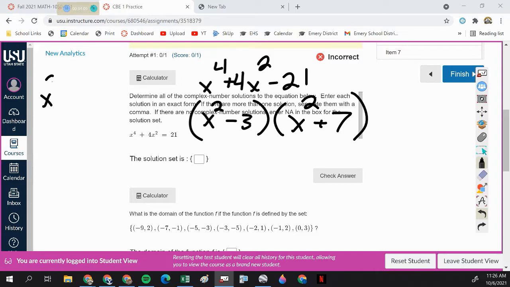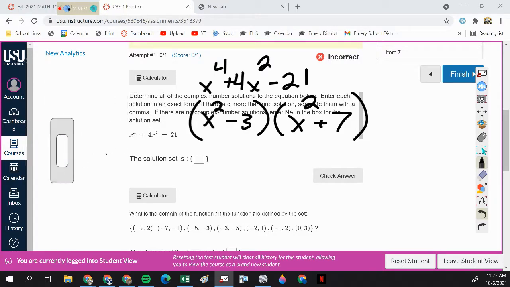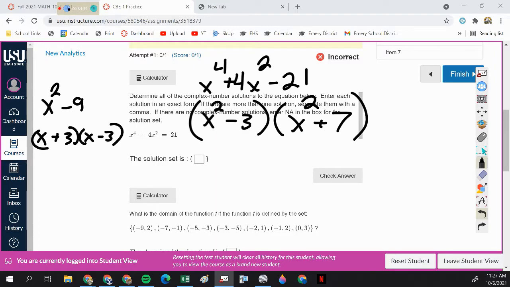So if it was x squared plus 4x minus 21, we would say x plus 7 and x minus 3. So if this is a 4 and that's a 2, then it's going to factor the same way. It'll just have x squared instead. Okay. So if I had x squared minus 9, that would factor into x plus 3 and x minus 3, right? But what if I had x squared plus 9? How would that factor?